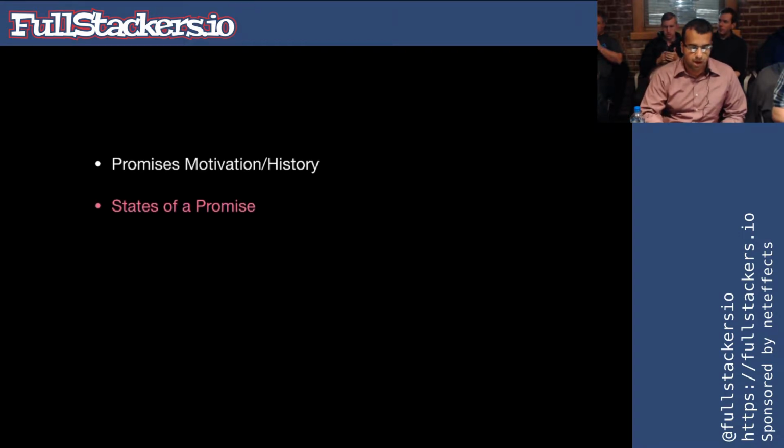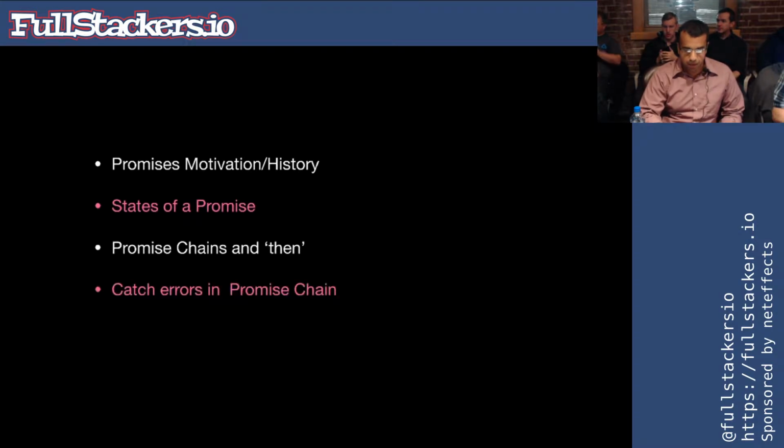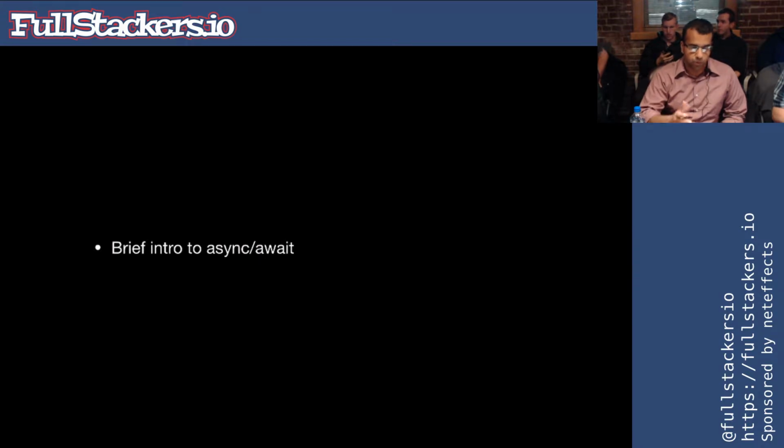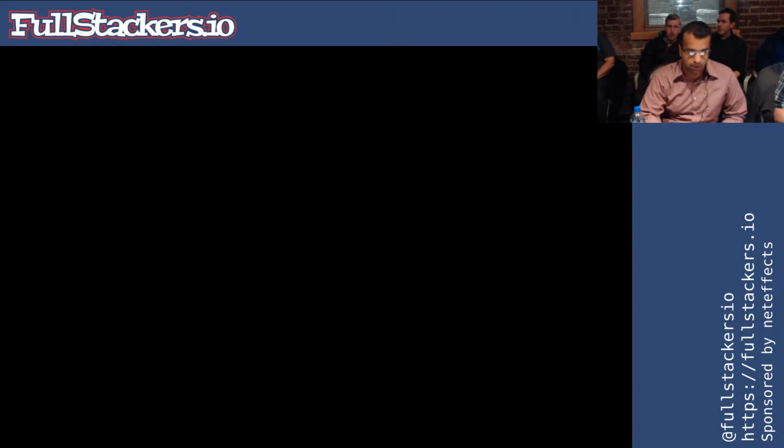We'll introduce some of the concepts like the states of a promise, promise chains, and the whole thenable situation, how to catch errors in a promise chain, attach finally in a promise chain, use promise.reject to handle errors, promise.all, and then we'll have a brief, quick snapshot of async await, which is another step to improve that whole process. I think introduced in ES7 or ES8. I think I got it in the notes later.